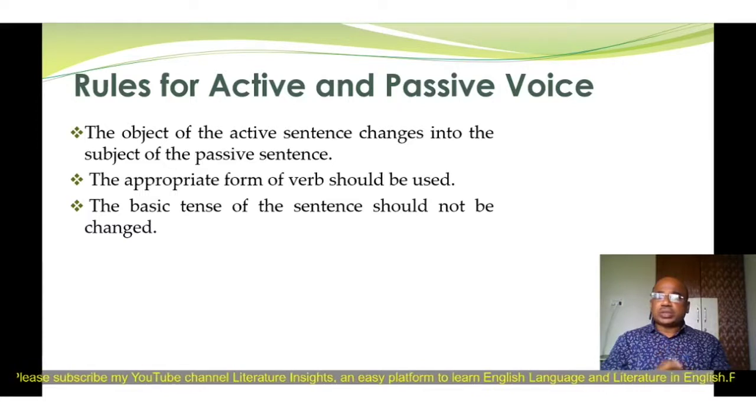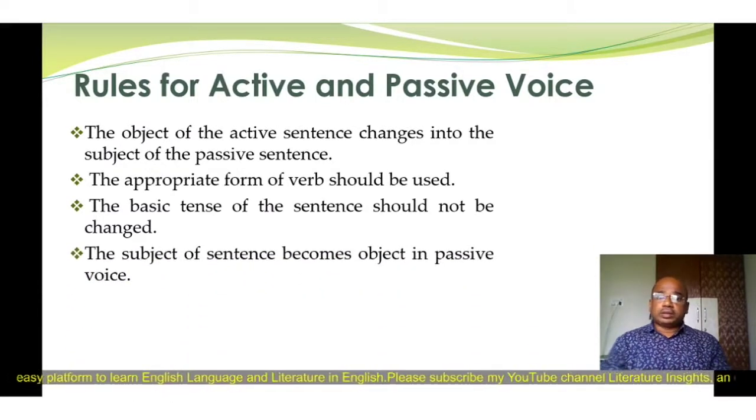Then the basic tense of the sentence should not be changed. So the learner should take into consideration that the basic tense of the sentence should not be changed in transformation of active voice and passive voice. The subject of the sentence becomes object in passive voice. So in active voice, the subject of the sentence becomes an object in passive voice. So now here we can see in active voice the subject is the action doer, but when the active voice transforms into passive voice, that subject becomes an object as a passive receiver.